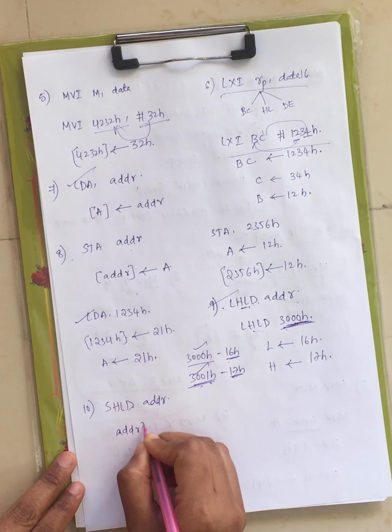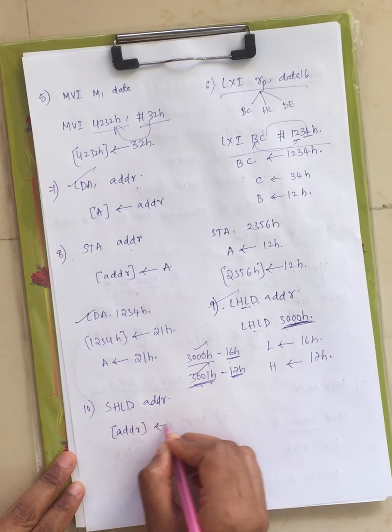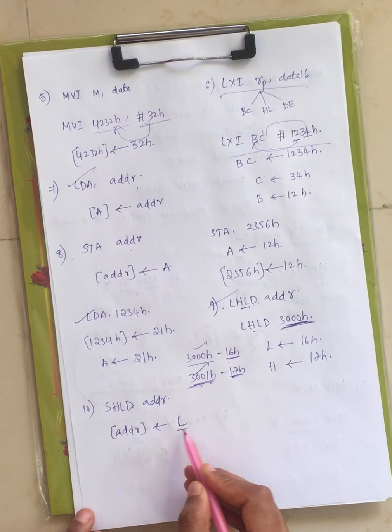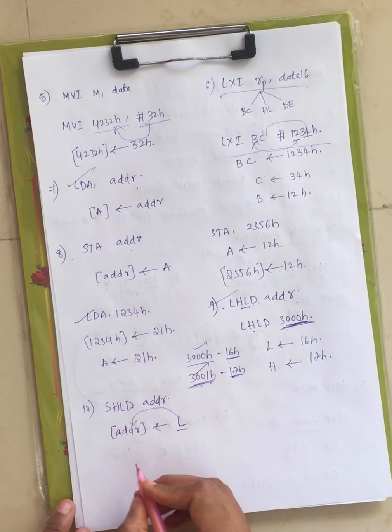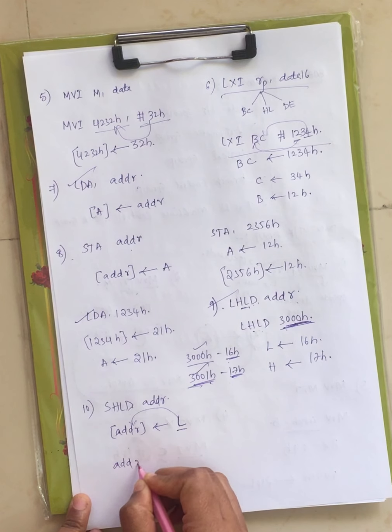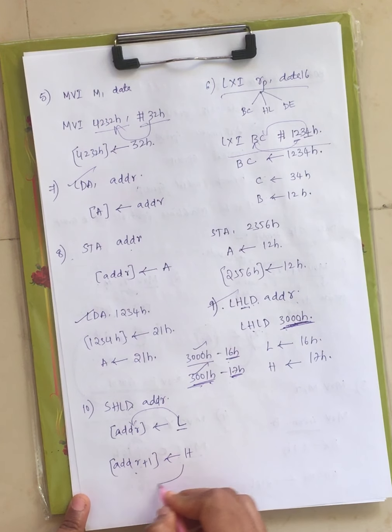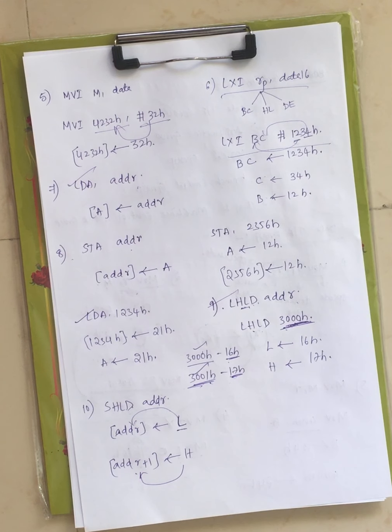Now the address is stored, right? Now the contents of the L register, just the reverse operation, right? Contents of the L register are stored in the address that is specified within the instruction, and the contents of the H register are stored in the next address, incremented by 1, right? Now the contents of the L register are stored in the memory location specified in the instruction, and the contents of the H register are stored in the next memory location that is incremented by 1. That is the operation of SHLD, right?